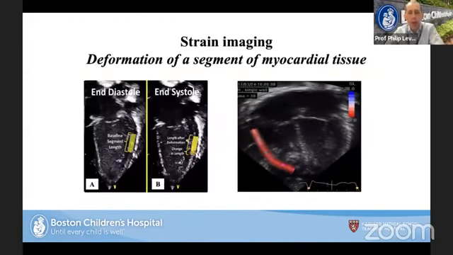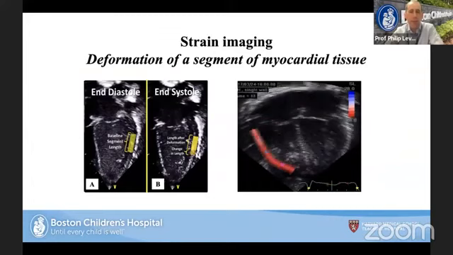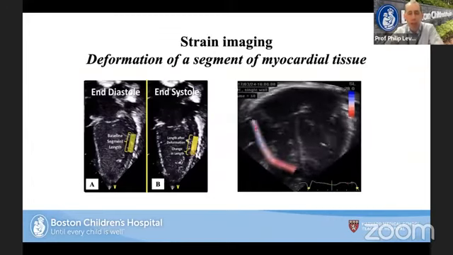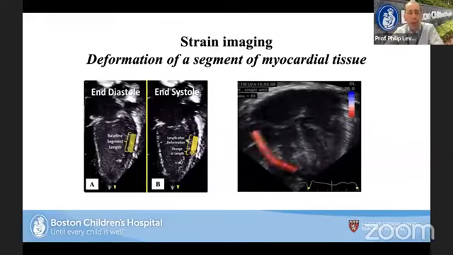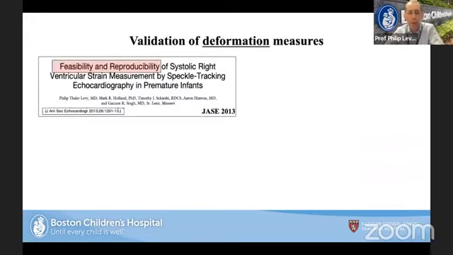So let's just use one example. The strain is what I talked about. It basically is a very sensitive measure of function. It tells you about the change in shape and gives you insight, almost like the HbA1c would for diabetes. This gives you insight into the function over a long period of time.